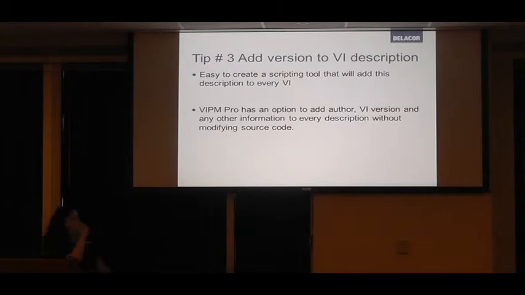VIPM Pro has an option to add author, VI version, any other information that you want. And the nice thing is that it does it right before the VIs get packaged, but it doesn't touch your source code. So when you do Control-H over your VIs, the description will have the version at the very bottom. For those of you who are doing toolkits and releasing them on the Tools Network, that's a really nice thing for your users, right? Instead of having to go to VIPM to figure out what version they have, they can use Control-H.